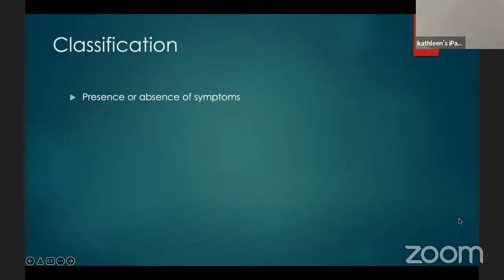And the final classification is whether the PE is symptomatic or asymptomatic, and we'll go over symptoms a little later in the presentation.